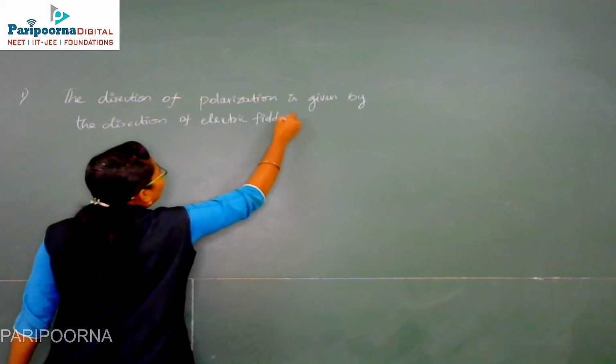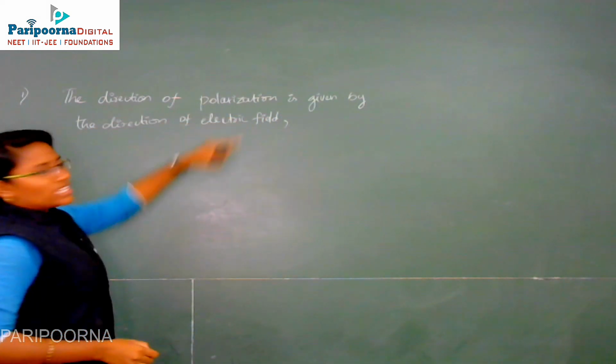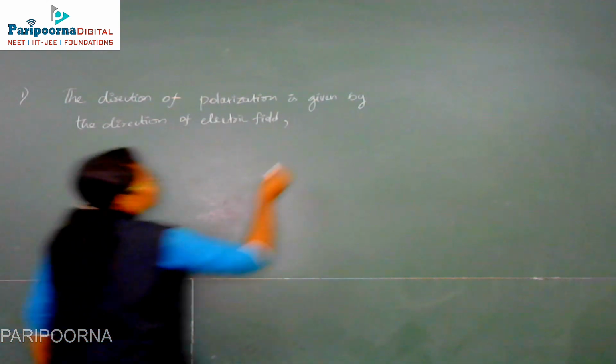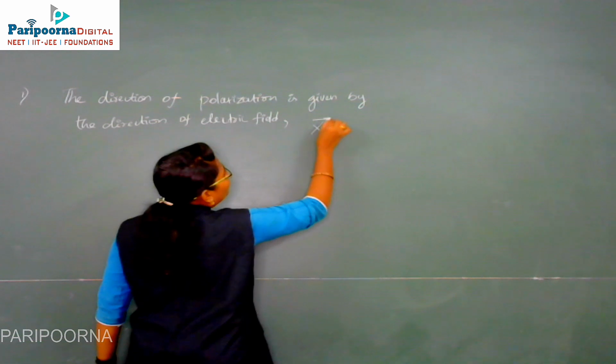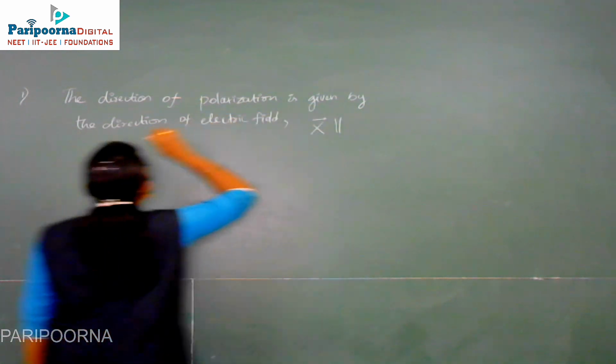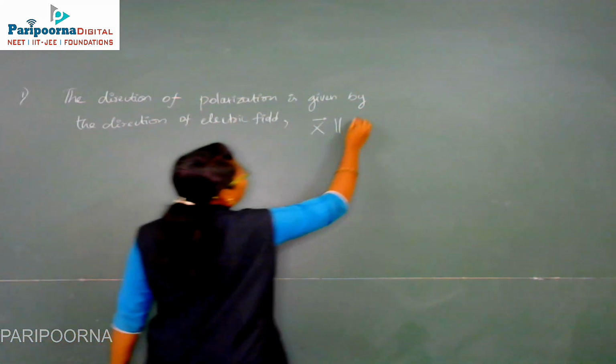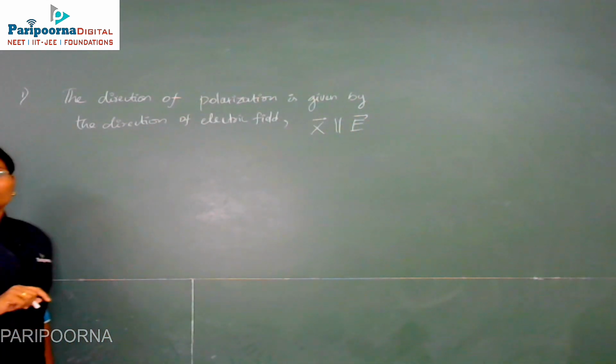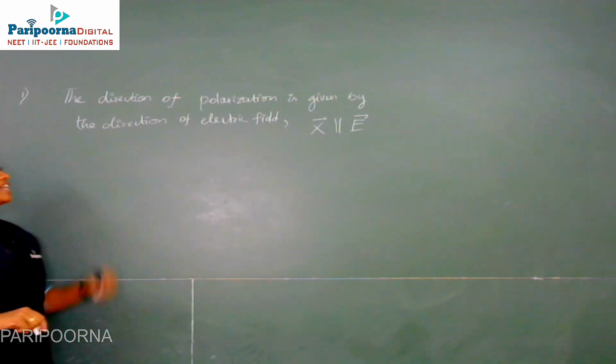Therefore, the direction of polarization, which in the question they have given as x vector, is parallel to the direction of the electric field, that is E. So, x vector is parallel to E vector.